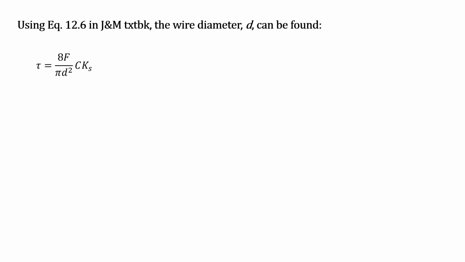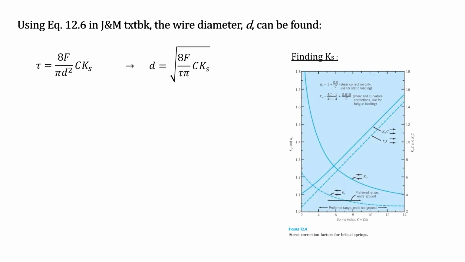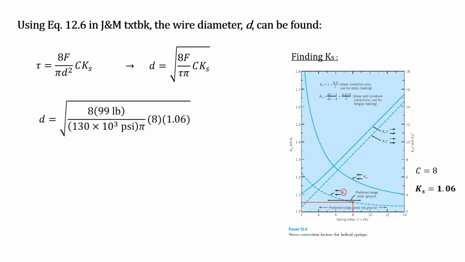So we can then solve for the wire diameter using equation 12.6 from your textbook. So I'll rearrange that equation, and then we need to use that spring index value C to find Ks. So we know from the question that our C value equals 8, and then we also have our Ks curve, so we can follow that C value up to the Ks curve and then over to the left-hand y-axis to find Ks equals 1.06. This is the exact same way that we did it in problem 4. So if we substitute our C and our Ks values back into our wire diameter equation, we find that that wire diameter is 0.128 inches.